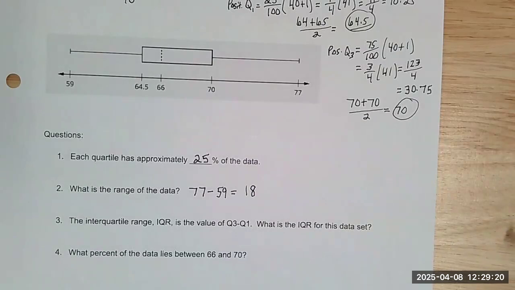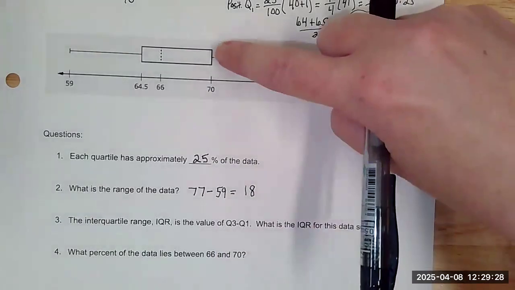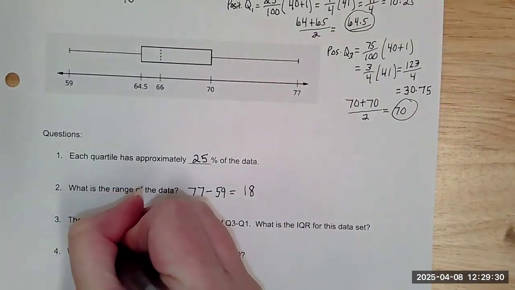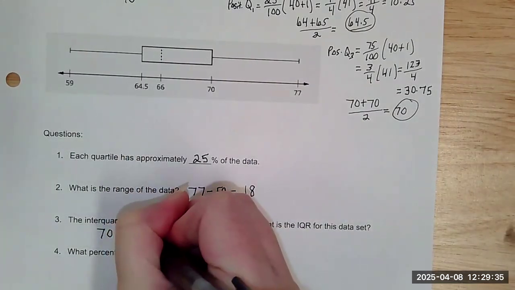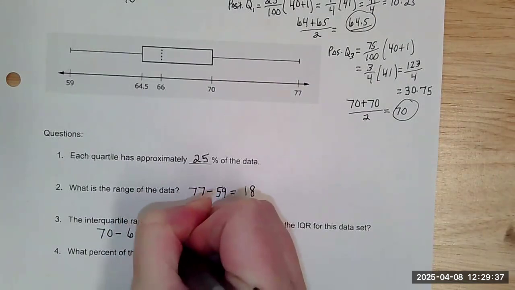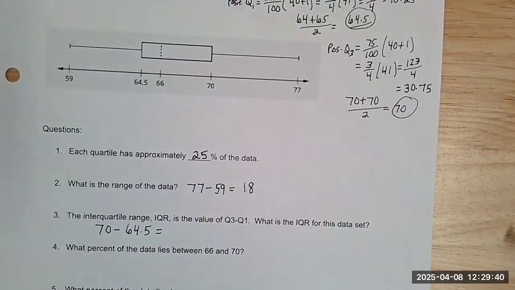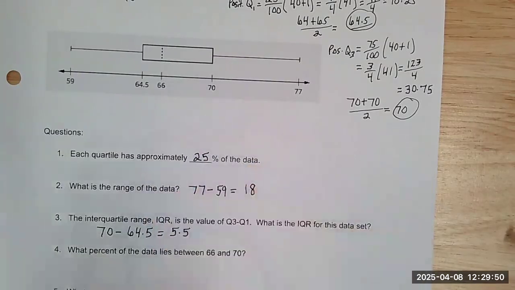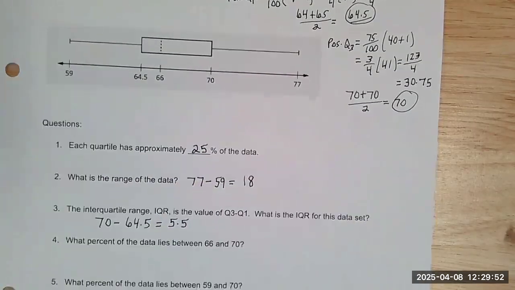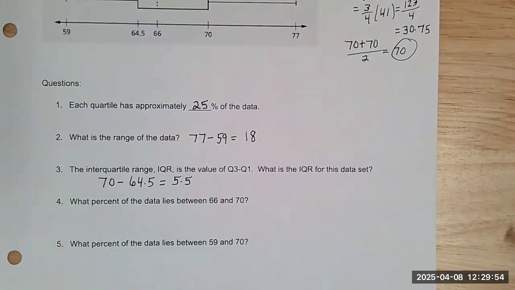Okay, interquartile range, that is the Q3 minus the Q1. So we said our Q3 was 70, minus our Q1, we said was 64.5. So 70 minus 64.5. Did you get 5.5? Maybe kind of, sort of. Yeah. All right, 5.5 is our interquartile range.